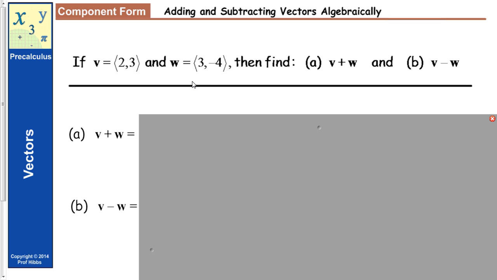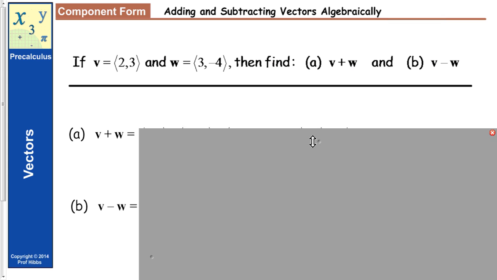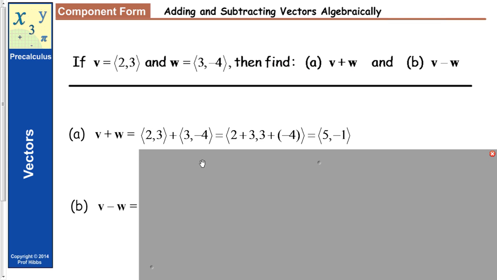But now we're not going to draw to add these together. We're just going to do it algebraically, and that's going to be very, very easy. So we're going to first, on part A, add v and w, and on part B we're going to subtract w from v. And so we've already looked at the definition of this. If we add the vector v plus the vector w, what it tells us to do is add them component-wise. So the new vector will have the first component, the horizontal component, by adding the two horizontal components, 2 and 3.